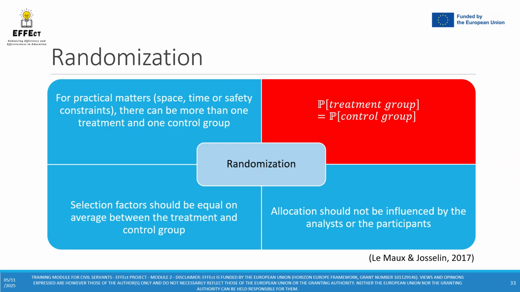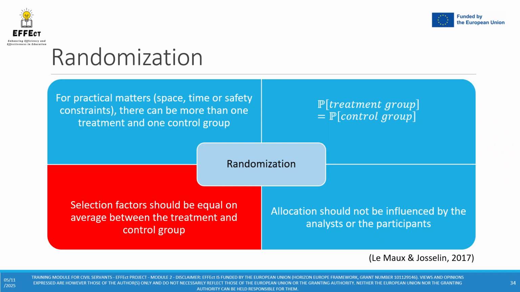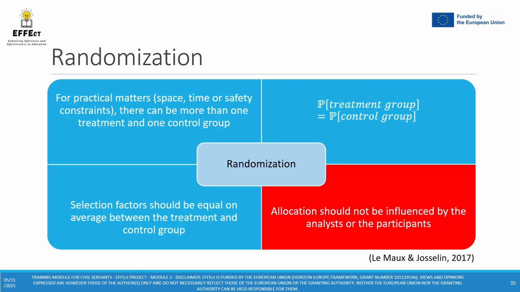A very important rule for randomization is that for each individual, the probability of being randomly assigned to the treatment group must be equal to the probability of being randomly assigned to the control group. Another important rule is that selection factors should be equal on average between the treatment group and the control group. Such selection factors could be personal characteristics, for instance, or prior grade repetition, the study track followed, etc. Finally, the allocation of an individual to a treatment or control group should not be influenced either by the participants or the analysts. Otherwise, this might create biases, and we will address biases in the following submodule.